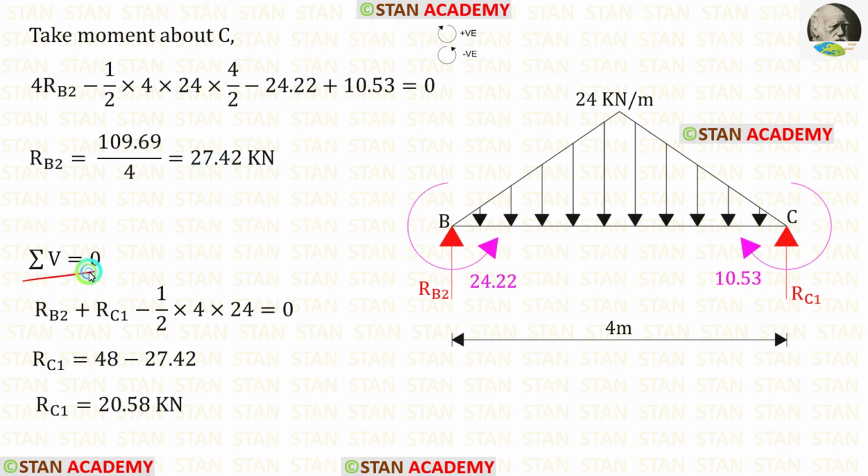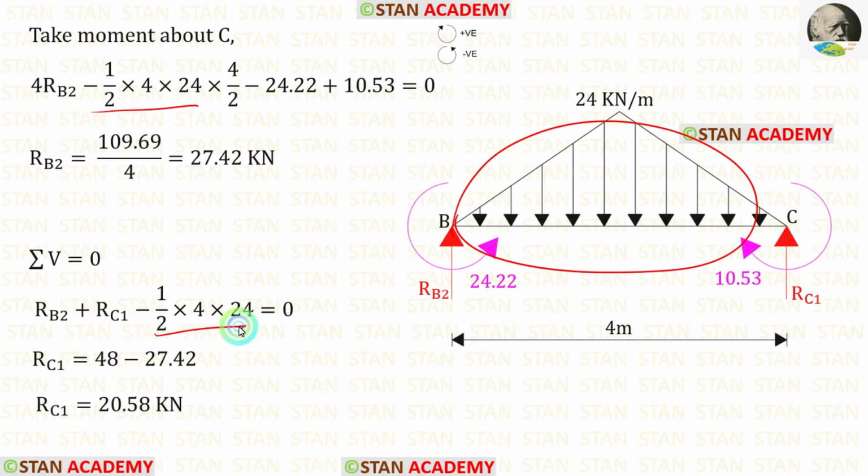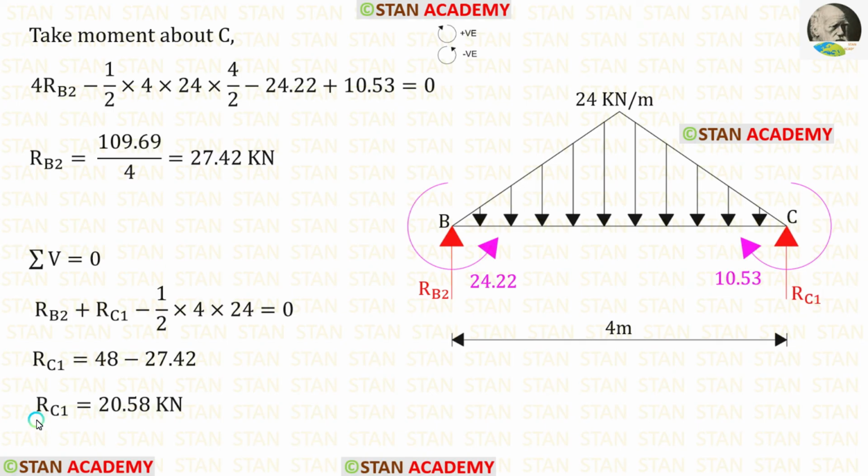Now let us apply this rule and find RC1. RB2 and RC1 are acting upwards, so both of them are positive. The UVL is acting downwards, so that will be negative. To convert the UVL load into point load, we have to find its area. We already know its area. Let us apply that. Finally, for RC1, we are getting 20.58 kilonewton.